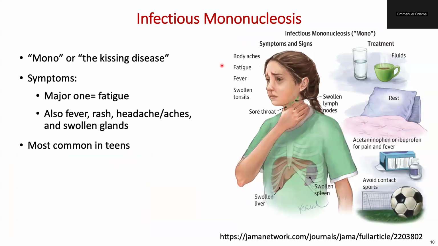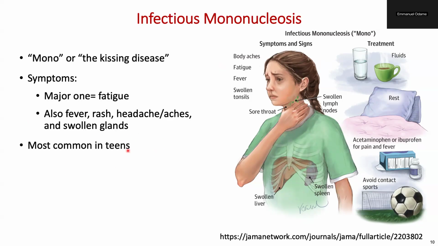Next on our list is infectious mononucleosis. This is mono, or as we call it, the kissing disease. It's more common in your teen years, when you start dating and kiss a lot of people. About 20 to 25% of teens get this kind of infection, and it can be asymptomatic. Some of the symptoms include fatigue, which is the major one, and also fever, rash, headache, and swollen glands.